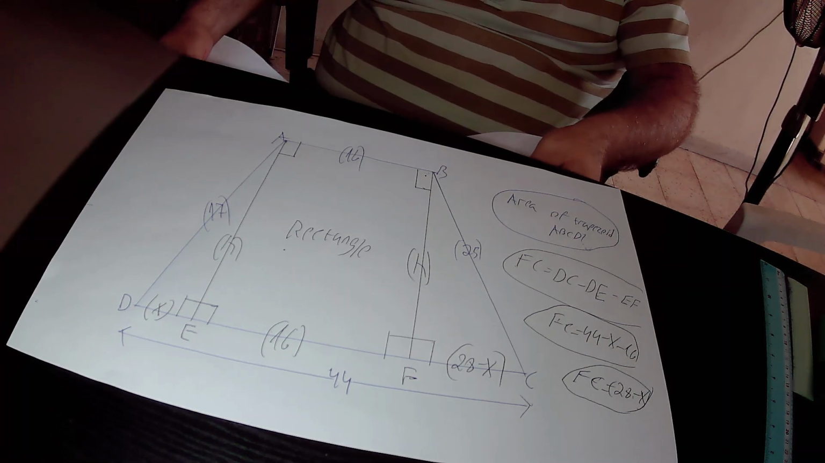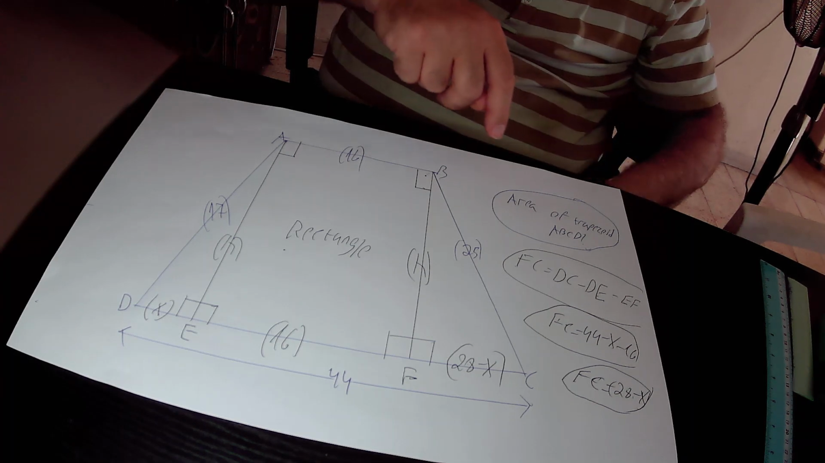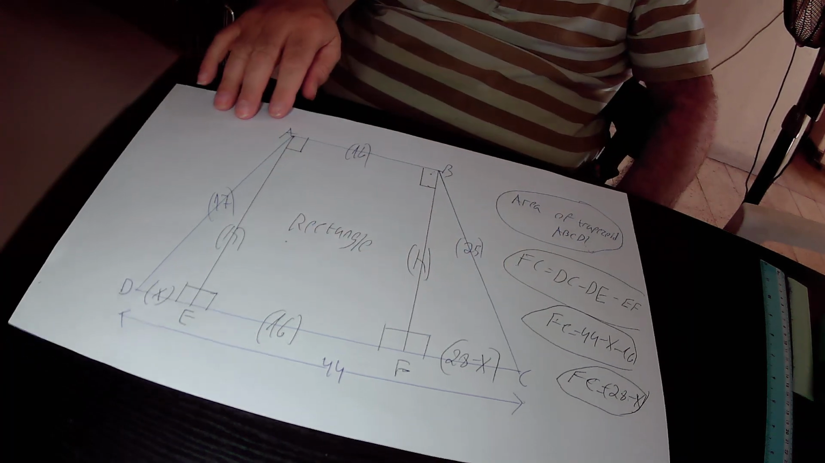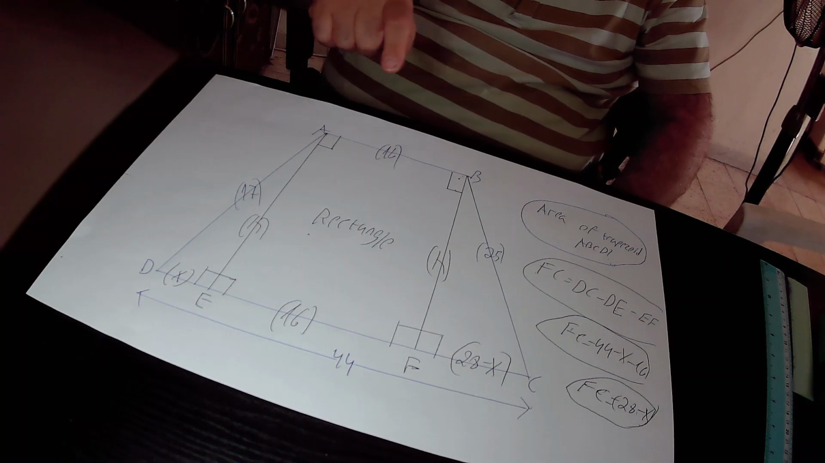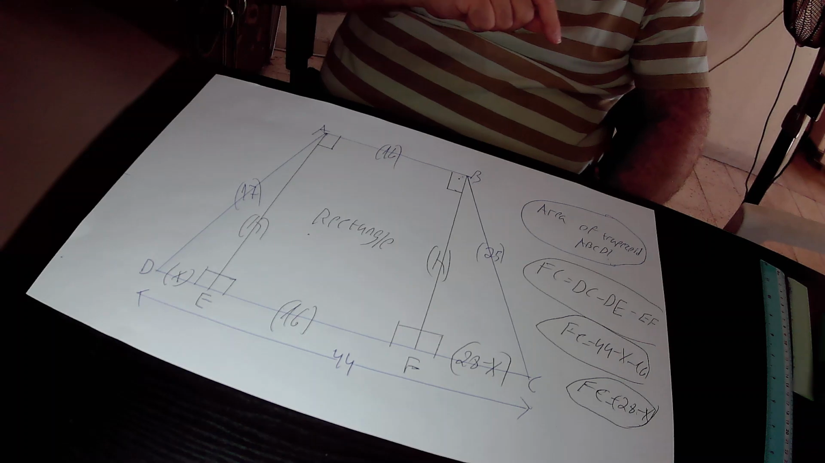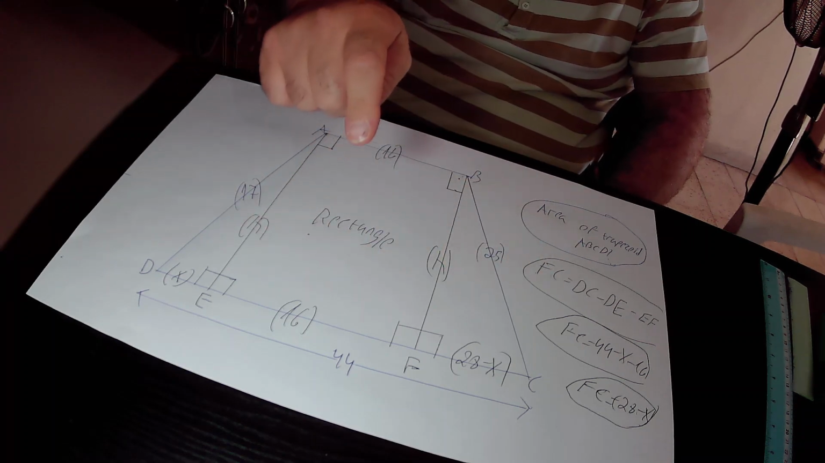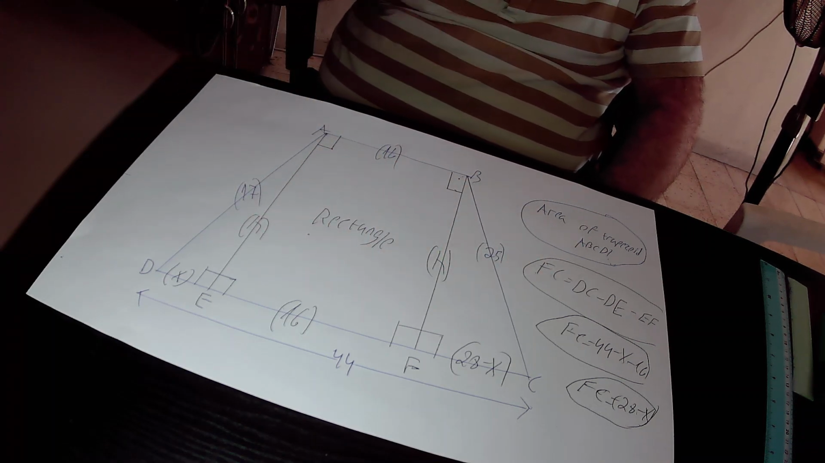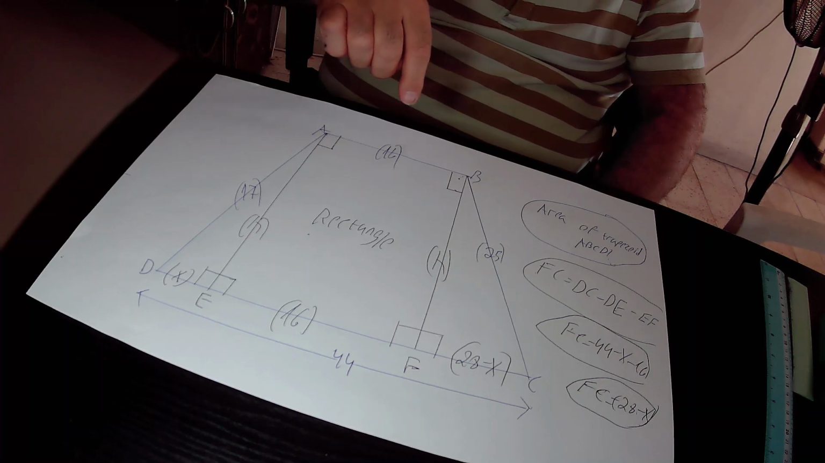In the second question, our mission is to find out the area of this trapezoid ABCD. It is given in the question that AB equals 16, AD equals 17, BC equals 25, and DC equals 44 units in length. Again, our mission is to find out the area of this trapezoid ABCD.